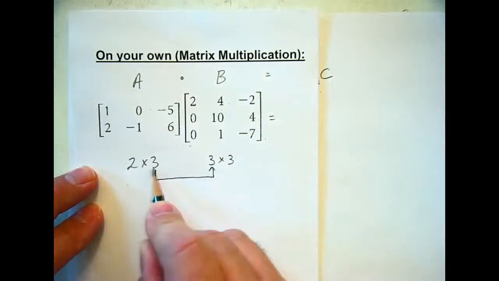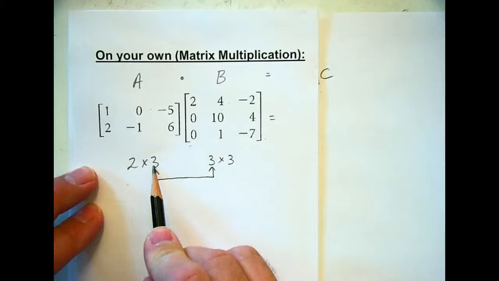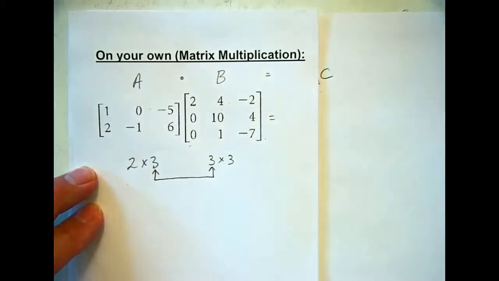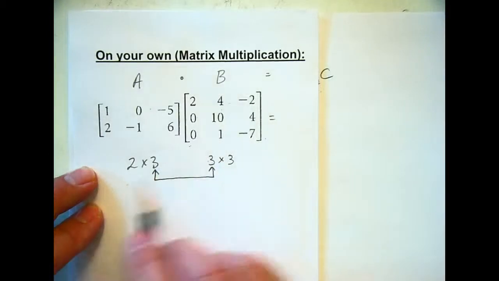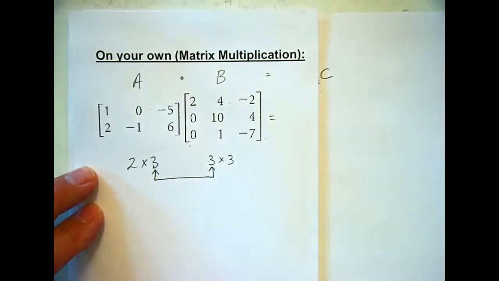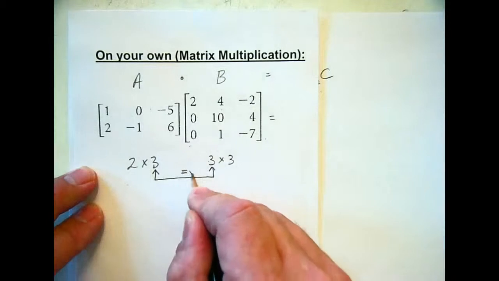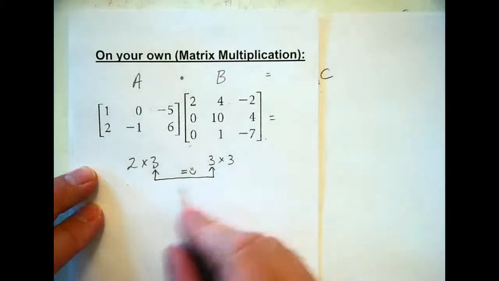The number of columns in the first matrix must be the same as the number of rows in the second matrix. If these two numbers do not match, if they are not equal, you cannot multiply. If they are equal, that's good. We're happy. Well, at least you can multiply them. You may not be happy you can multiply them after you see what multiplying entails, but you can actually multiply.